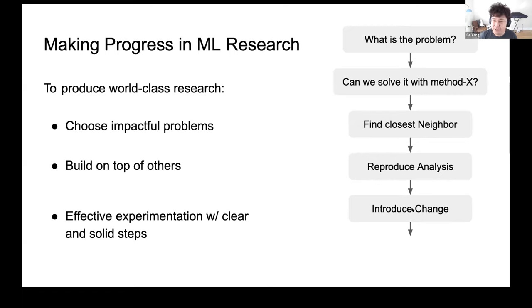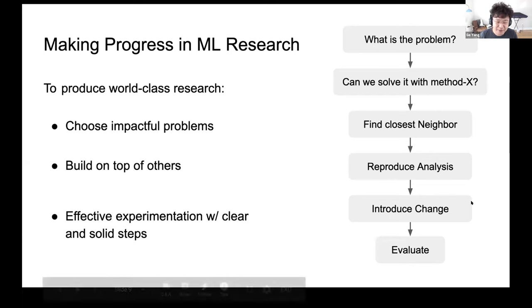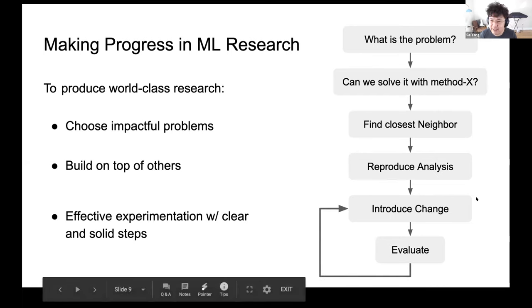Okay, so after you introduce your change, we need to loop back and evaluate. Hopefully, because you have already done the work of reproducing their existing results, by this point when we do evaluation, you can just overlay whatever you have on top of what they have, and then see either a gain, not so much gain, or that your method actually made it a lot worse. When that happens, it's time to loop, rinse, and repeat.